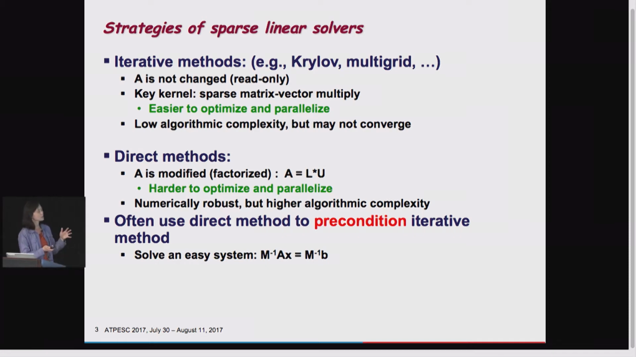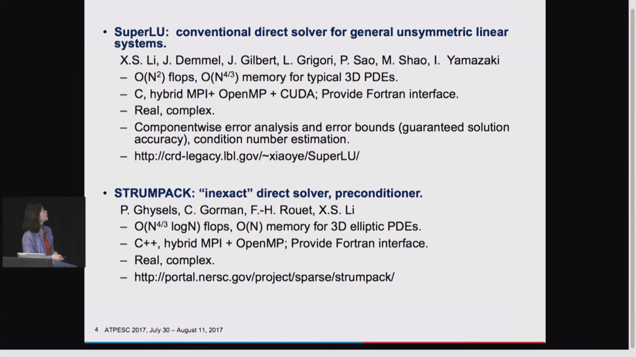Often the bridge between the two classes of methods is that you use a direct method to precondition iterative methods, meaning that you solve a transformed linear system where M inverse is your preconditioner. And very often, this preconditioner is built on top of direct method, factorization types of algorithm.